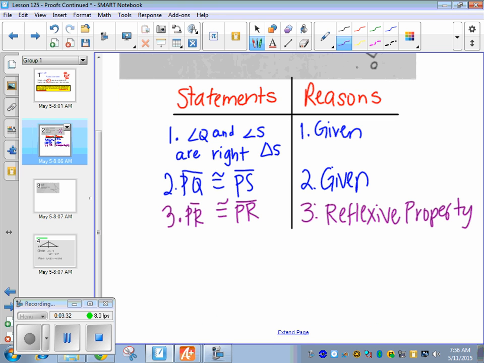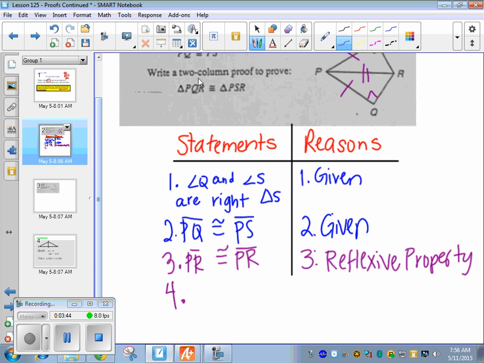Okay, and normally we would think we were done right here, but since we're using HL, we have to state that we have right triangles. Okay, so we need to say, for step 4, that these two triangles are both right triangles. So triangle PQR and triangle PSR are right triangles. So we have to state the right angles, and then we have to state the right triangles.